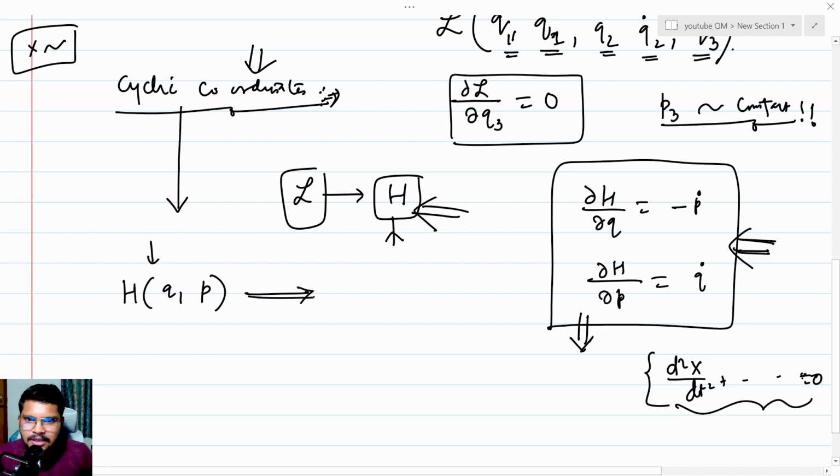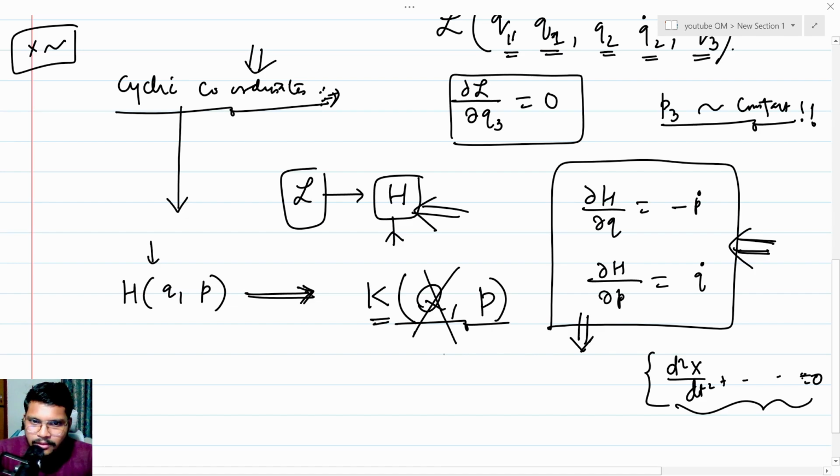So can I somehow transform this Hamiltonian into a new Hamiltonian in terms of Q and P, where somehow this q becomes unavailable in the new Hamiltonian? If it is not going to be there, then what will happen? This ∂H/∂q, therefore, this becomes ∂K/∂q, would be 0.